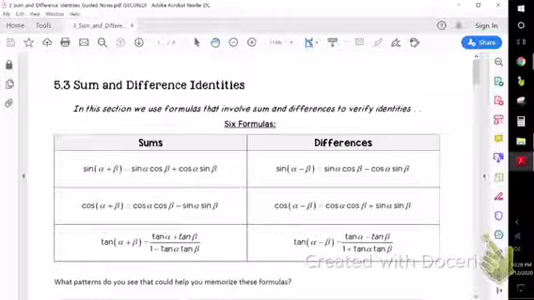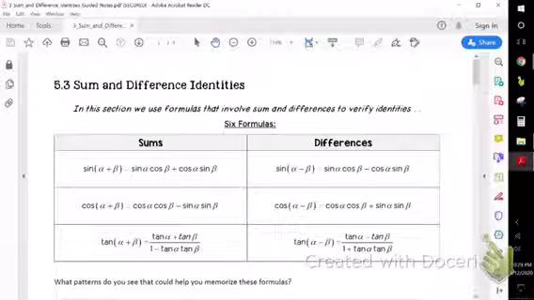Then we have underneath that cosine of alpha plus beta. If we're taking the cosine of 2 angles being added together, we can separate them so that it's equal to cosine of alpha times cosine of beta minus sine of alpha sine of beta. And then we have tangent of alpha plus beta. So that would equal tangent of alpha plus tangent of beta over 1 minus tangent of alpha times tangent of beta.